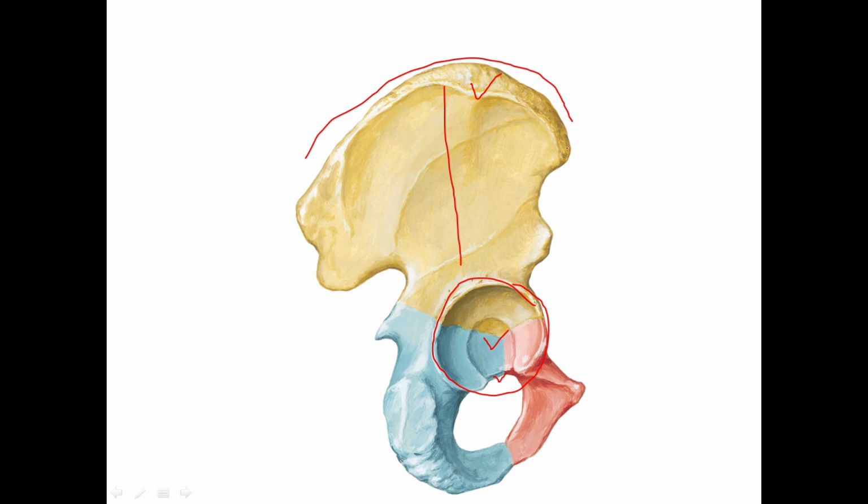Anteriorly, this point we call the anterior superior iliac spine. This one is the anterior inferior iliac spine. Backside, posteriorly, this one is the posterior superior iliac spine. This one is the posterior inferior iliac spine, and this place here is the greater sciatic notch.